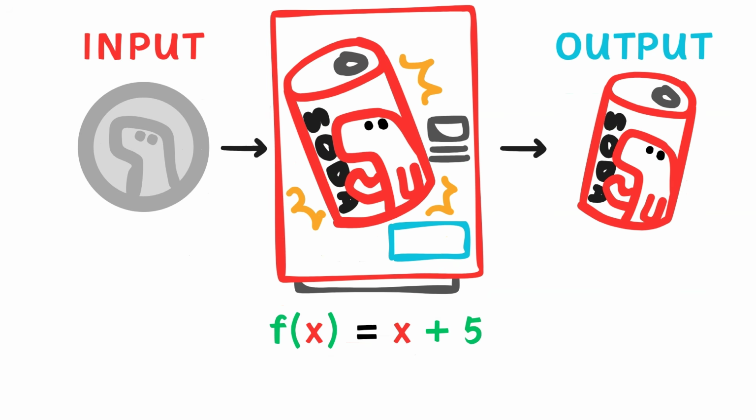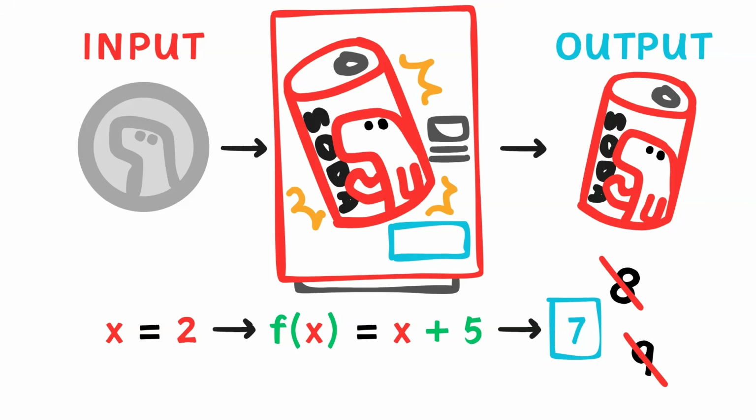For example, if the function is f of x equals x plus 5, when you put in x equals 2, the machine will give you 7. Plug in 2 again and you still get 7, not 8 or 9 or anything else. If it's a true function, you should always get one consistent result.